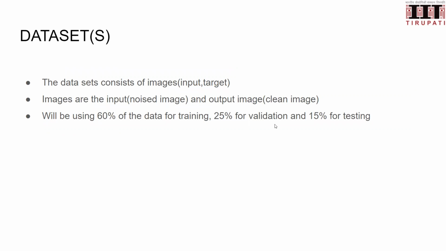Coming to the datasets, our dataset will consist of images, a noisy image as input, and the target is a clean image. Since currently we don't have noisy images in our dataset, we are trying to manually add noise to the images, and we'll be using that as the input part of the dataset. We'll be splitting the dataset with 60% of the data for training, 25% for validation, and 15% for testing.